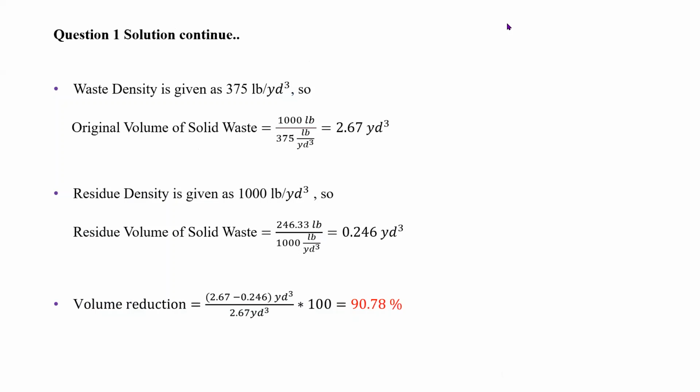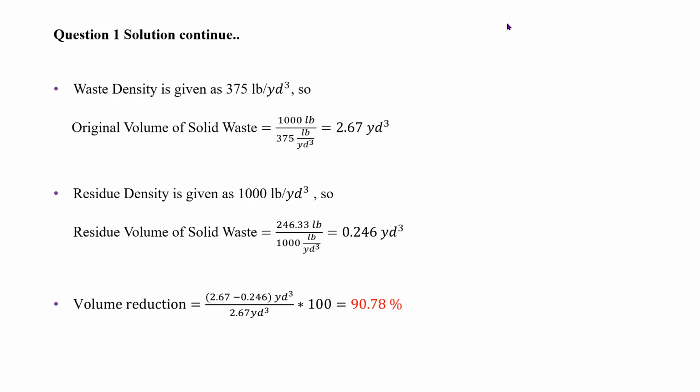Then we should find the final, or let's say residue, volume of solid waste with a similar procedure. We should divide the total mass of residue, which is 246.33 pounds, by the 1,000 pounds per yard cube. So basically, we can find the residue volume as 0.246 yard cube. And now we have sufficient information to calculate the volume reduction.